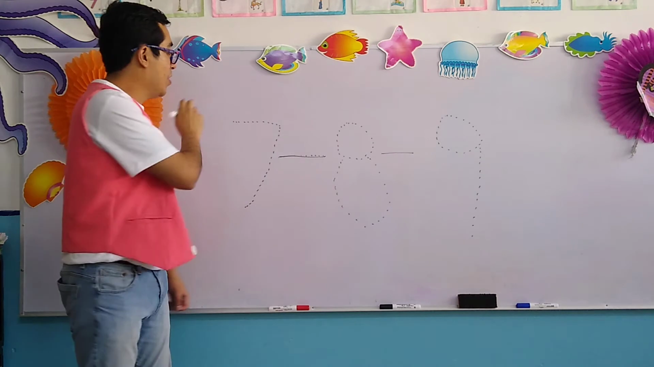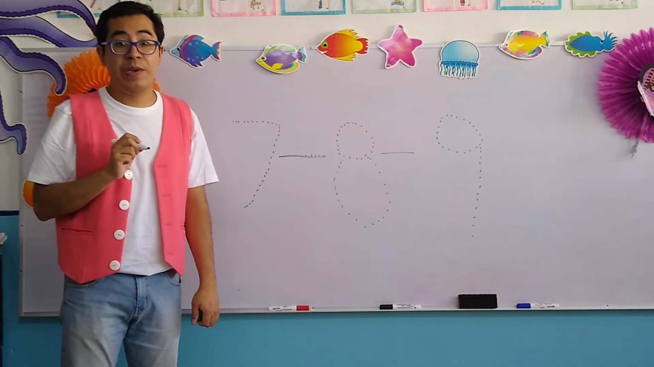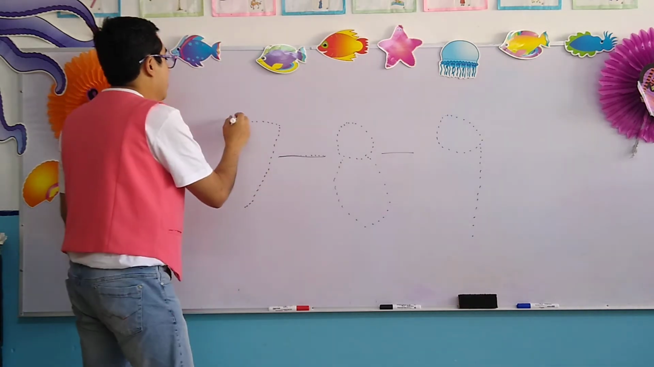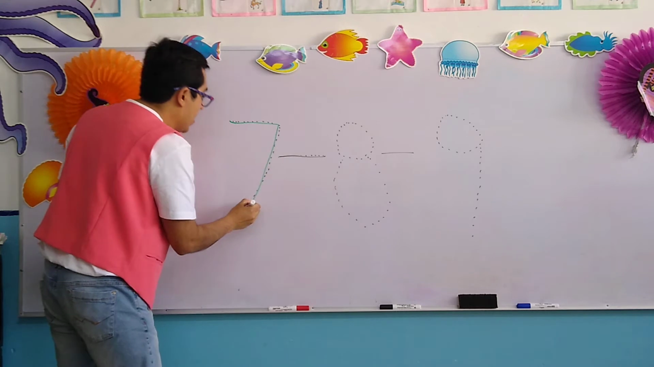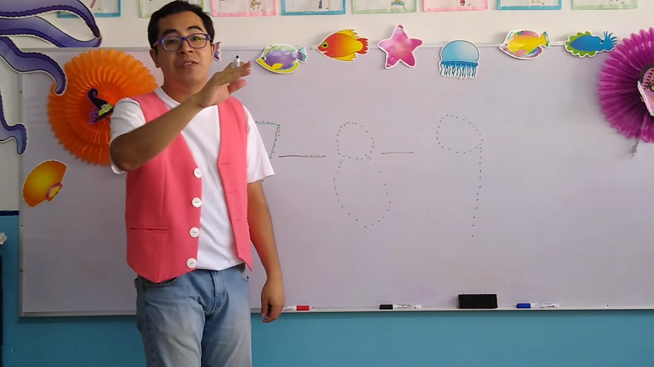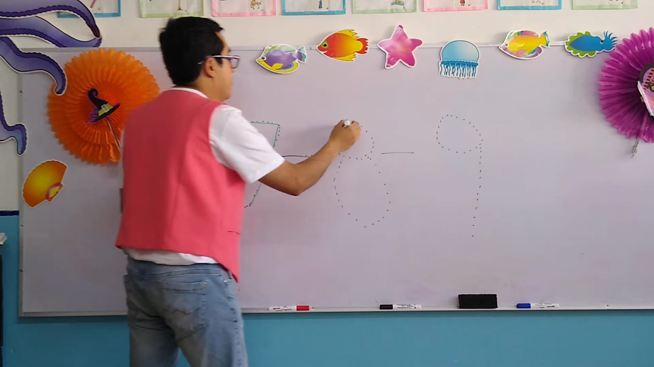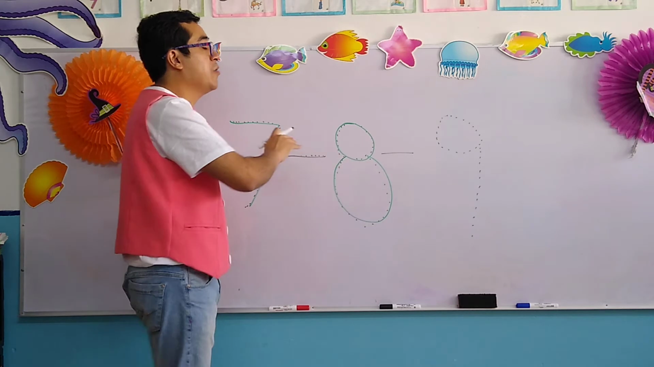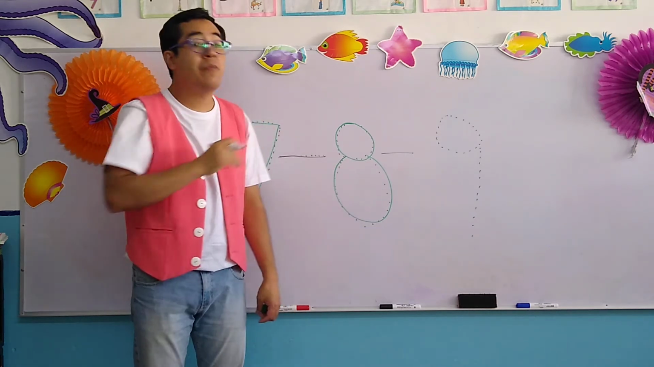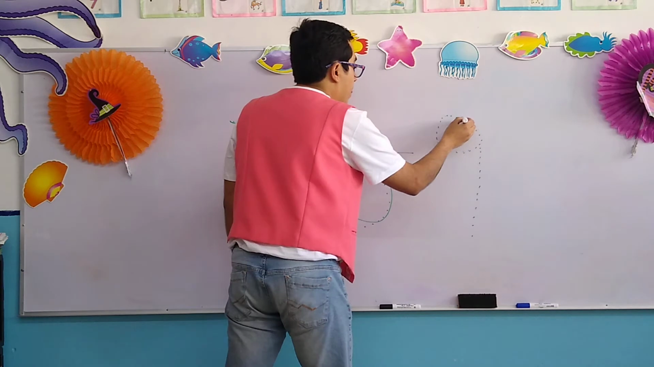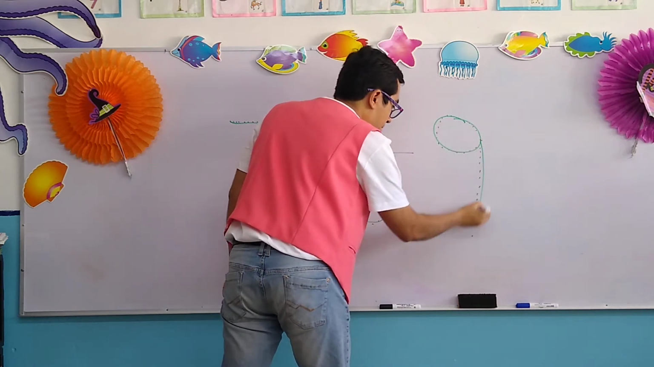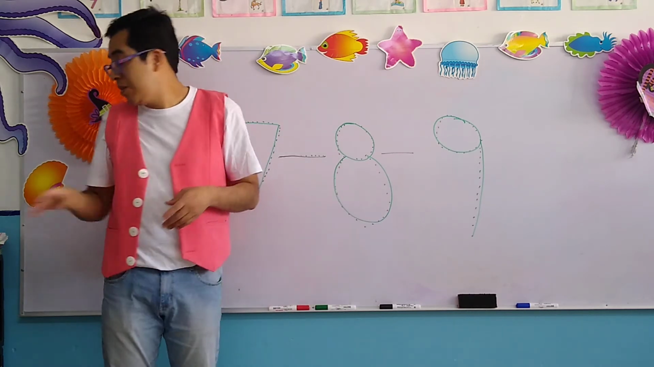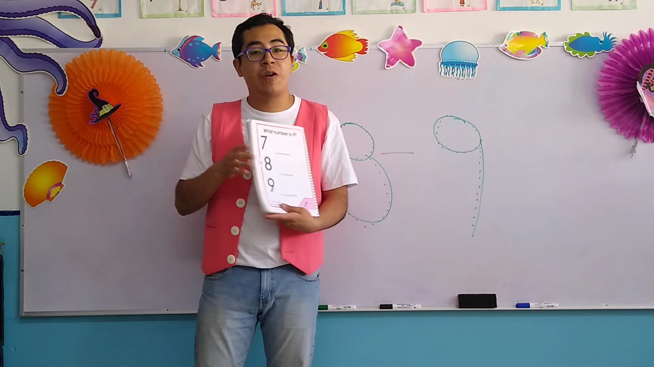Very important, while you are tracing, don't forget to repeat the name of the number so you can remember it faster. Number 7. Okay, after you trace all number 7s, you continue with the number 8. Number 8. After you finish with all number 8s, you continue with the number 9. Number 9. Excellent, okay? And that's the work for today. This work, don't forget, appears right here on your textbook.